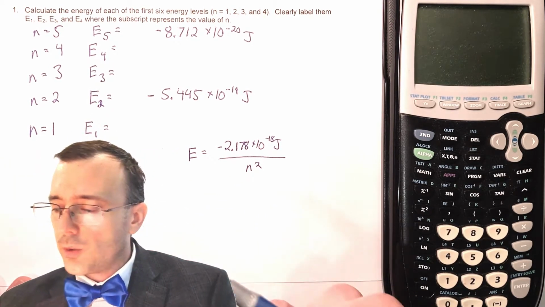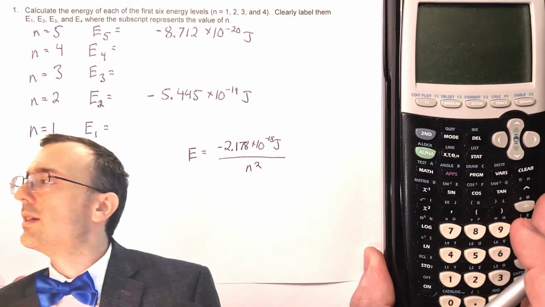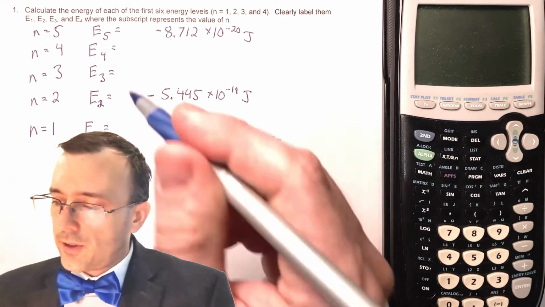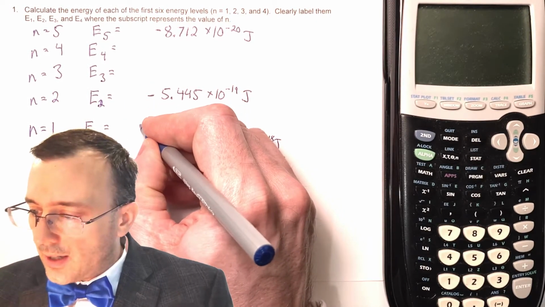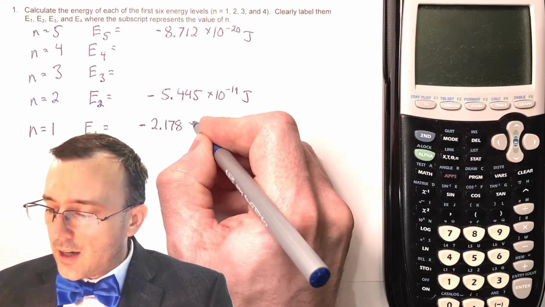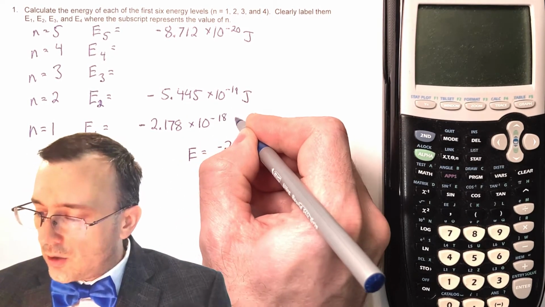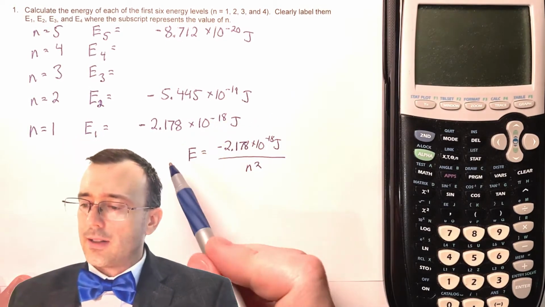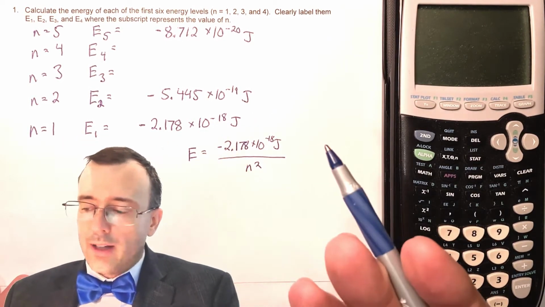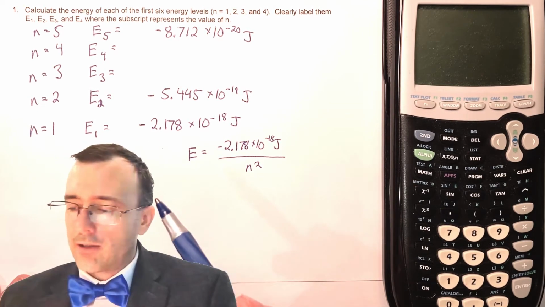So we're going to start with the first one. Super easy. The first one, no real calculation is needed for it, right? So the first one is going to be simply negative 2.178 times 10 to the minus 18 joules. And why is that? Because it's just this value divided by 1. And when it's divided by 1, that's it, right? So that's the value for the energy level 1.